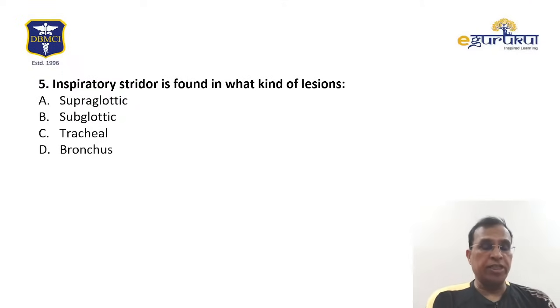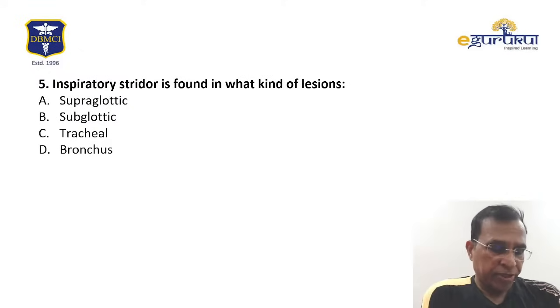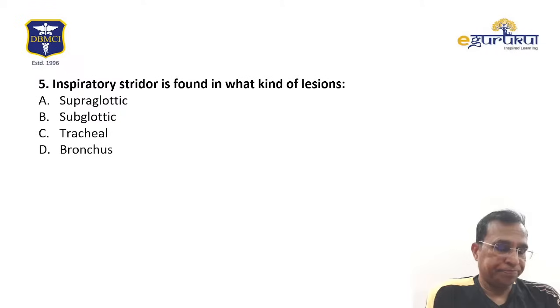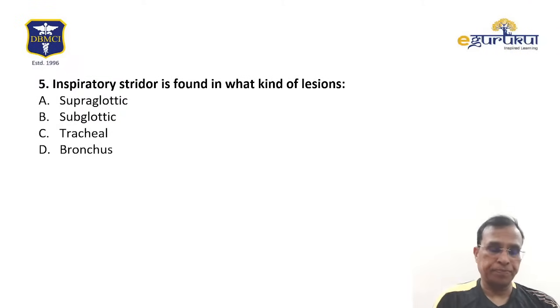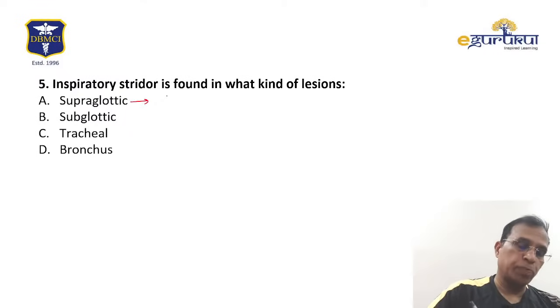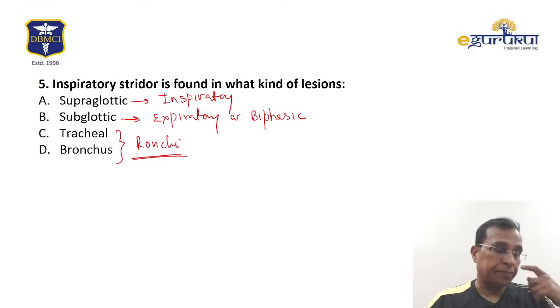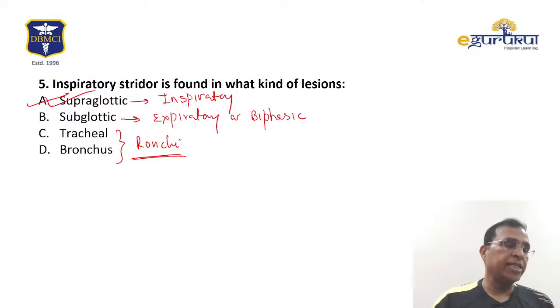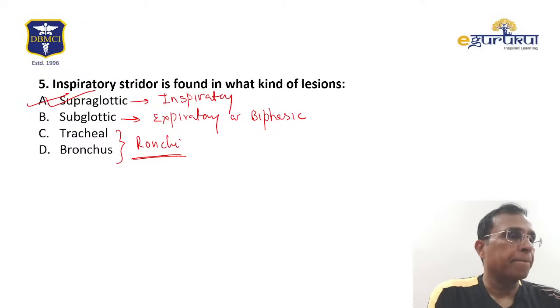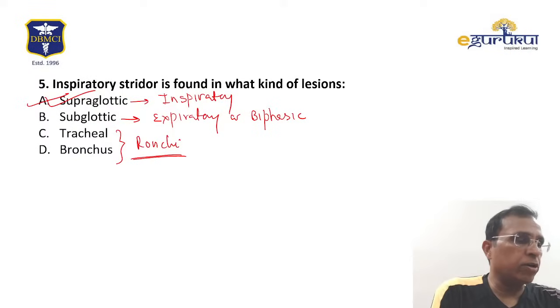Inspiratory stridor is found in which kind of lesions? Supraglottic, subglottic, tracheal or bronchus? Inspiratory stridor. Supraglottic lesions cause inspiratory stridor. Subglottic is either expiratory or biphasic. The other two will cause rhonchi and not stridor. So A is the correct answer. So yes, everybody got it right.